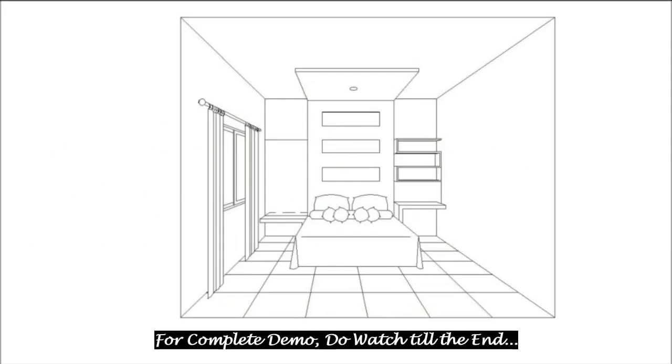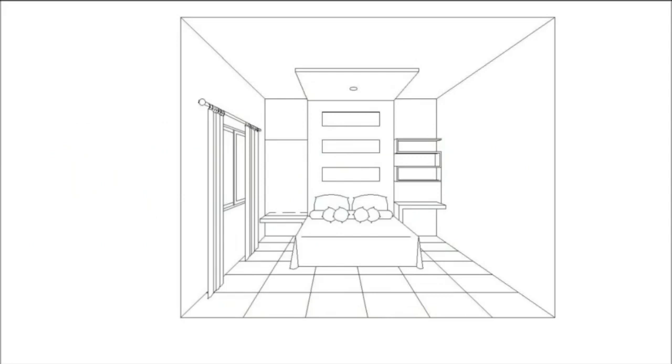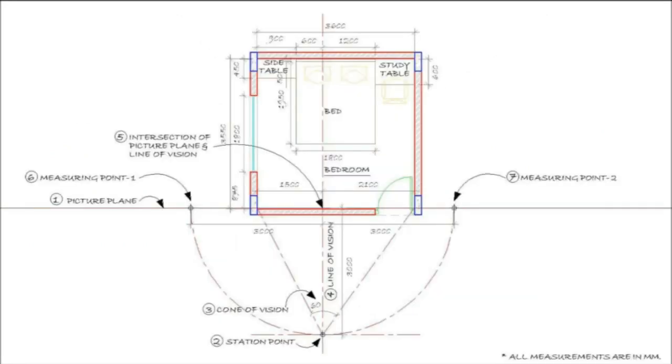Hello friends, in this video let us see how to draw an interior perspective the methodical way. At the outset, here we have a plan of a bedroom with a bed, a side table and a study table. The picture plane is marked out at the nearest wall surface. The line of vision is marked out with the distance from the left hand side wall mentioned clearly. The station point is marked out on the line of vision with the distance from the picture plane mentioned clearly.